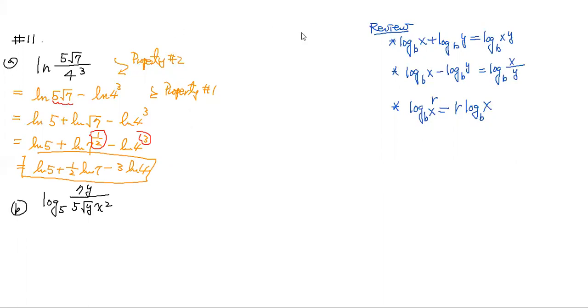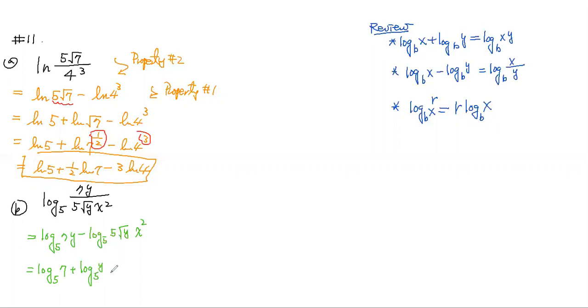Okay, so let's take a look at the next one. The first thing you see is log base 5 of 7y over, so I use minus. So this is log base 5 of 7y minus log base 5 of the square root of y x squared, right? So I use property number 2, and now I can separate it. Inside the log base 5 of 7y, because it's times, I say log base 5 of 7 plus log base 5 of y here, right?